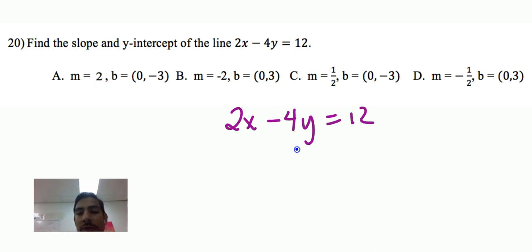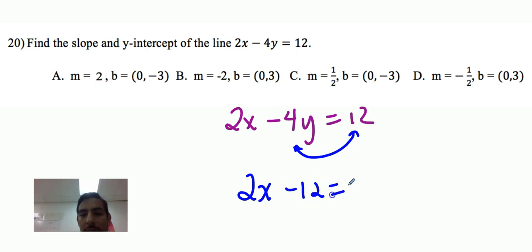So what I'm going to do is switch these two, but I have to be careful about it. I'm going to get 2x. This was a positive 12, now it's a minus 12. When I move the -4y to the right side of the equation, the sign changes. So now I have a positive 4y.